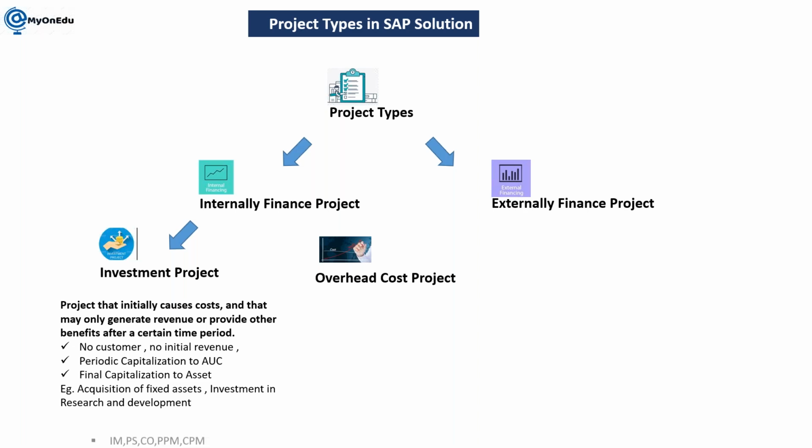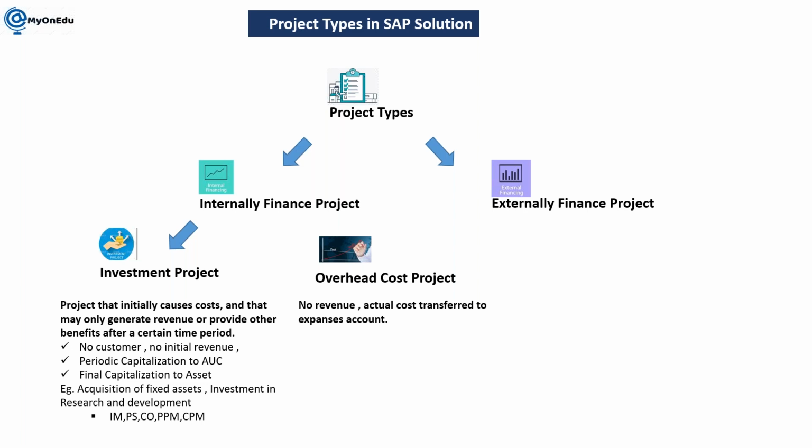Overhead cost project. Like you are an organization running a manufacturing plant, and in that plant you are doing routine maintenance. To do the routine maintenance, you are putting some expenses for mobil oil or your resources. In that case, this will be considered as a cost project where whatever cost is going to be incurred has to be settled into a cost center.